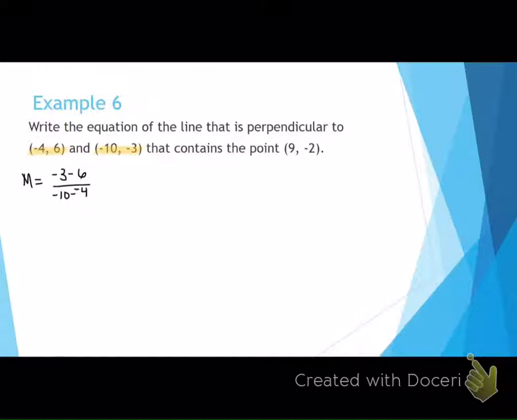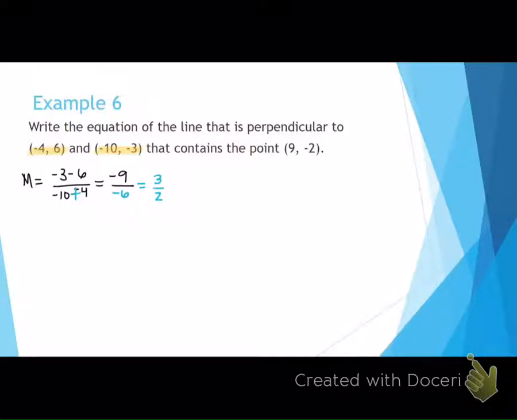So we do -3 minus 6 over -10 minus -4, or you can stack them if you like to do that better. That is completely fine. So that's -9 over -6, which is +3 over 2.